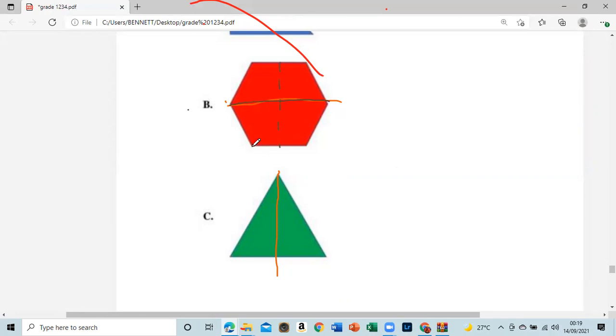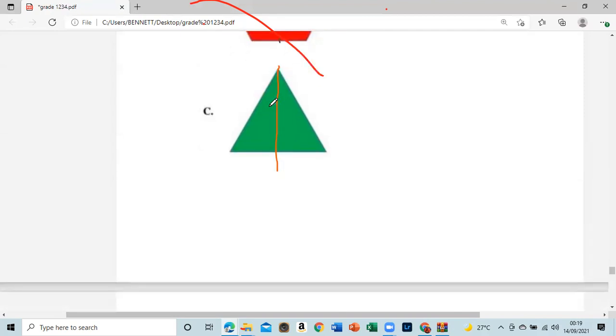Do you guys see any more? What about this one? Alright, when you fold this, will it fold exactly? Think about that, and you guys answer that in the comment section. That's very interesting. So the answer is actually C.